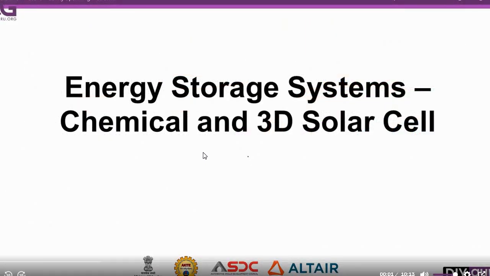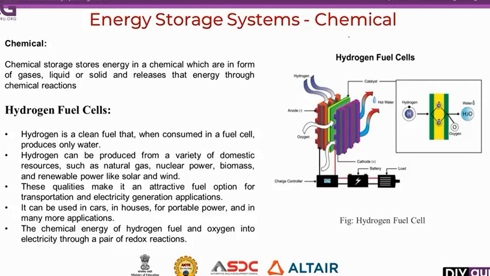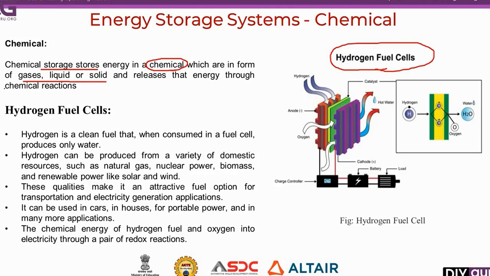Hello friends, in this session we are going to see about chemical energy storage systems. Along with this we are going to see about 3D solar cells. First of all, considering the chemical energy storage system, we are going to see about hydrogen fuel cells alone. See, a normal chemical storage system stores energy in the form of chemicals, which are in the form of gases, liquids or solids, and they can release energy through a chemical reaction process.